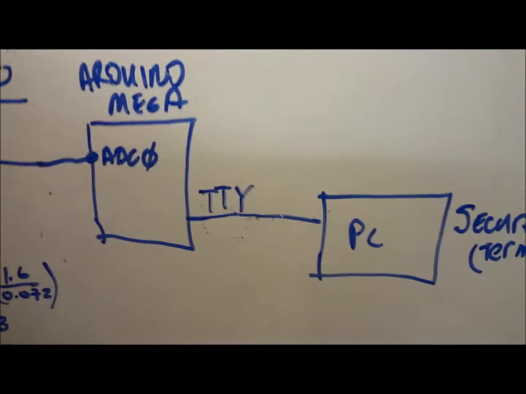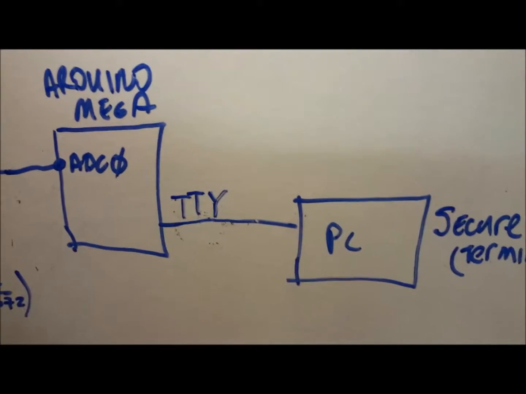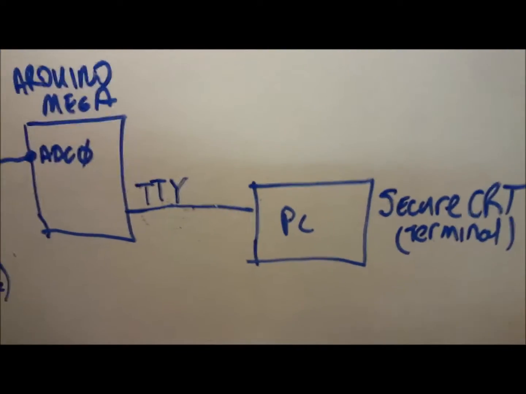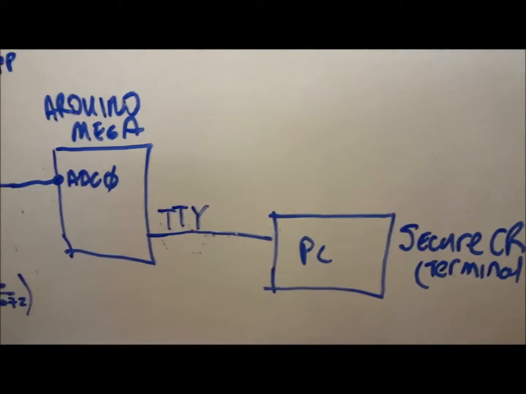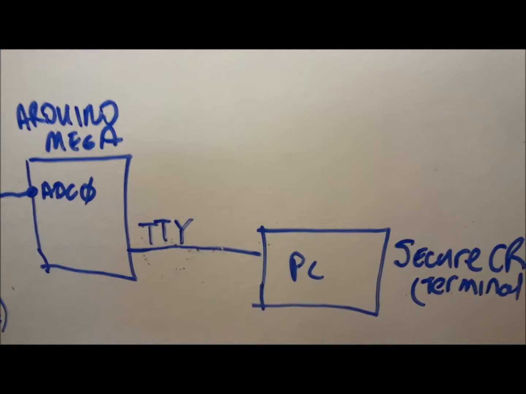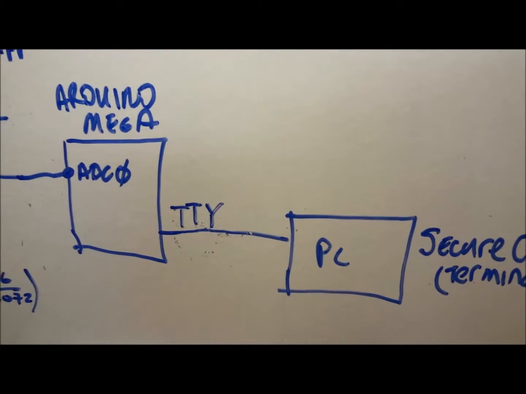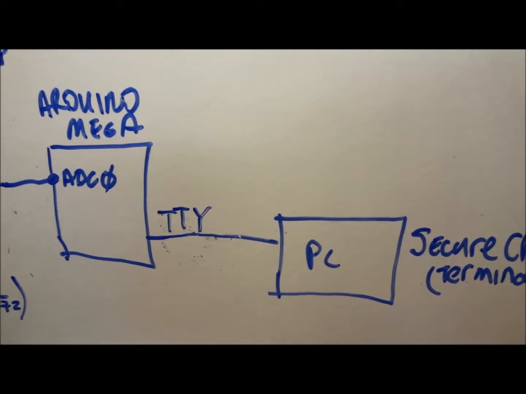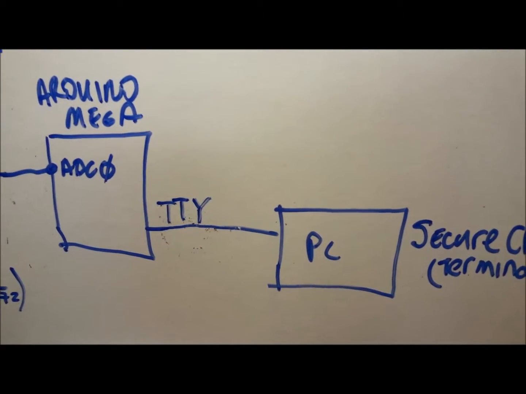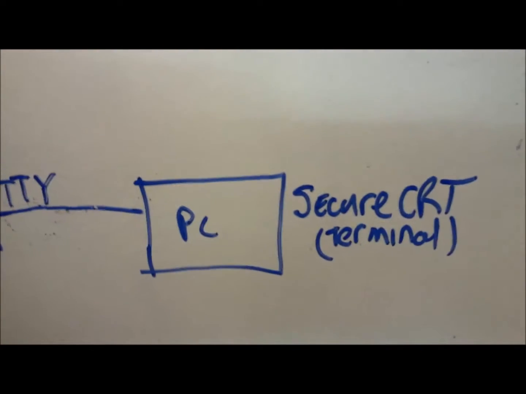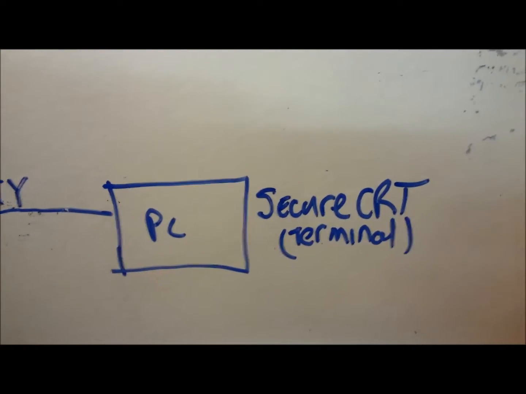dB. The output from the Arduino Mega is fed TTY to the PC, and the Arduino does an autocorrelation to determine the mark and space frequencies, and then frames the data, generates ASCII data, and sends that out TTY to the PC. And on the PC I'm using a TTY terminal called SecureCRT.